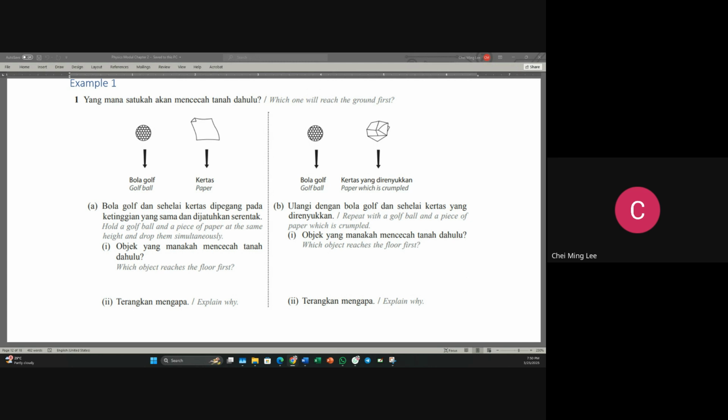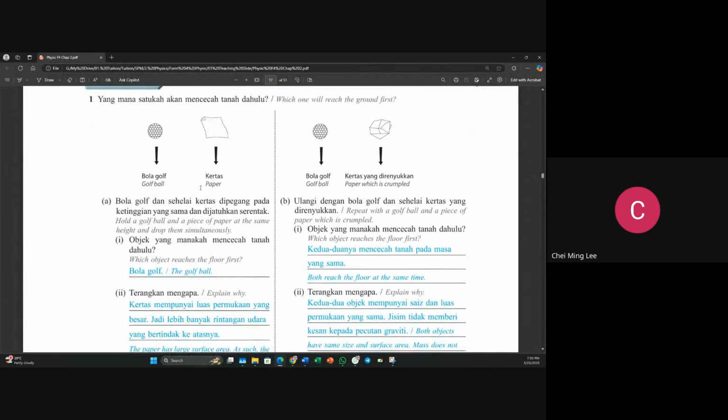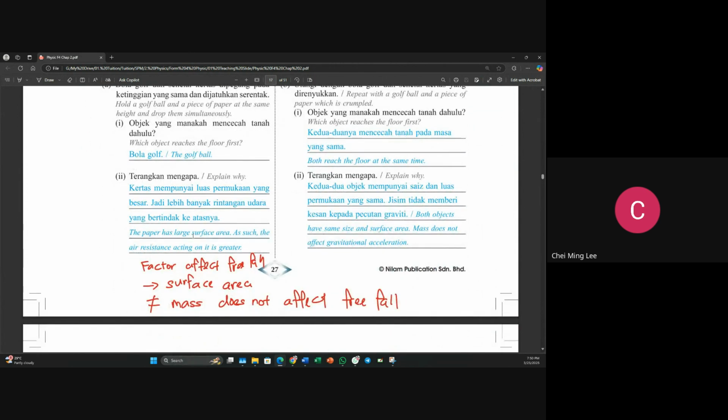Done. All done. Okay, so let's see the answer. Now, hold a golf ball and a piece of paper at the same height and drop them simultaneously. Which one will reach the floor first? The golf ball under normal condition. Why? Because the paper has a larger surface area, so the air resistance acting on it is greater.